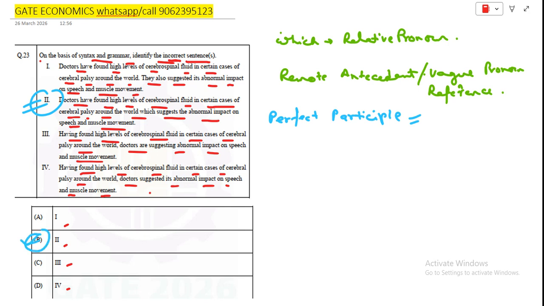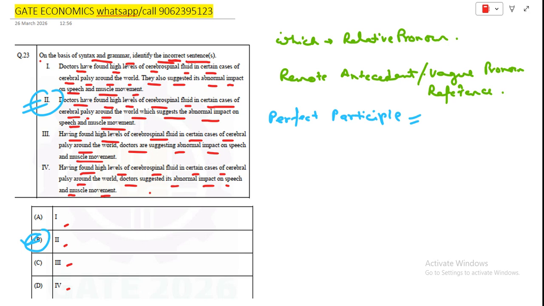Okay. So statement 1 is correct. Reason is standard subject verb agreement. Statement 2 is wrong. Why? Because of the faulty pronoun reference, which, okay, and the syntax error. Now statement 3 is correct because of correct use of the participle phrase, and statement 4 is also correct for the correct sequence of past events.